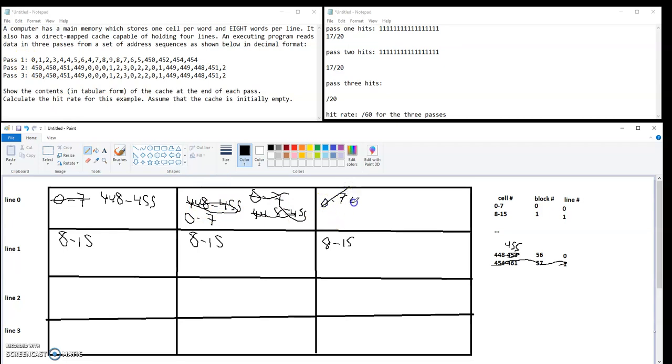It's a miss. So 0 to 7 is thrown out because 448 to 455 are going into line 0. And then we get 1 hit, 2 hit, 3 hits. And then it's overwritten. 0 to 7 is brought back in. So that was a miss, but brought in 0 to 7. And now we have 1, 2, 3 hits, 4, 5, 6 hits, 7, 8, 9, 10 hits.